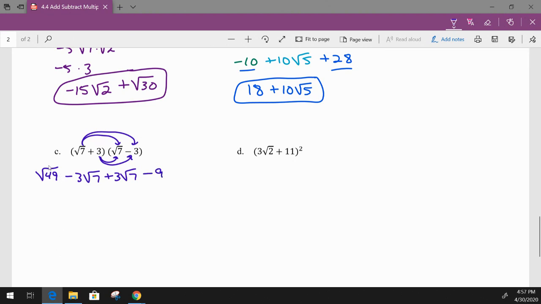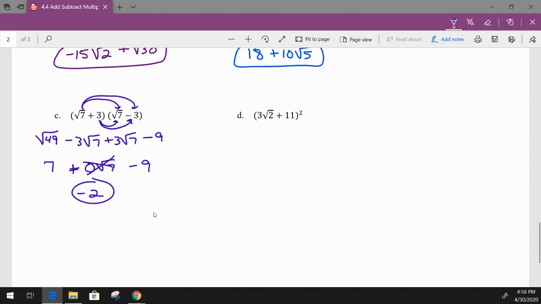When I simplify the square root of 49 now, I get 7. The negative 3 square root of 7 and the positive 3 square root of 7 basically cancel each other out, which gives me 0 square roots of 7, which I don't need to even write down in my answer, and then minus 9. So I don't really need that 0. So 7 plus negative 9 then will be negative 2.